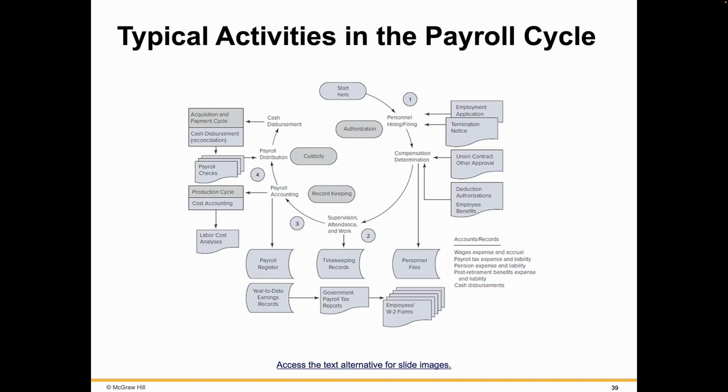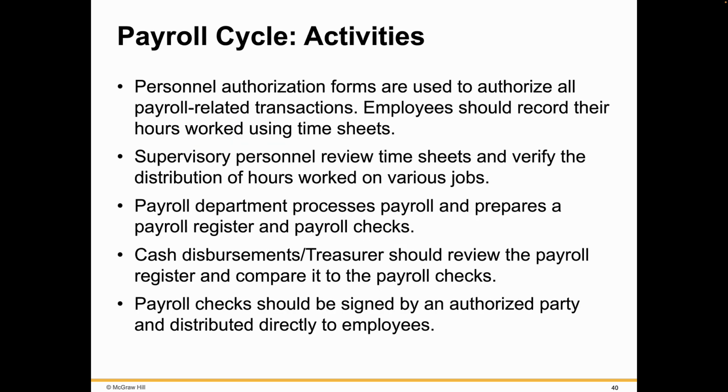So those are the types of inherent risks, and we know inherent risk is part of our overall audit risk model. And here we have the typical activities within a payroll cycle, where we start with compensation. We have to make sure that we record keep. We make sure that we have our timekeeping records, our government and payroll taxes, our payroll register, make sure we're recording it properly, and that we're giving out the payroll checks accordingly. So when we're talking about the payroll cycle, we are talking about personnel authorization forms, right? To authorize all payroll related transactions, and employees should record their hours using timesheets, and then supervisory personnel will hopefully review those timesheets and verify the distribution of the hours worked.